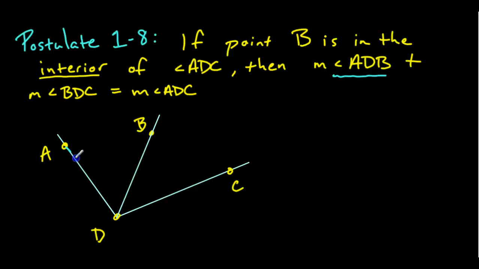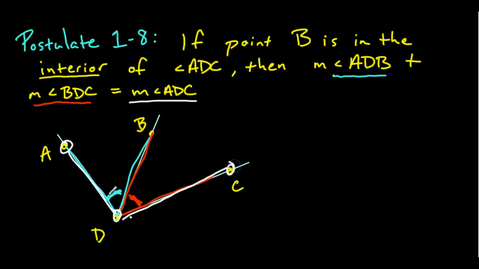I know that the measure of angle ADB, let's highlight that one, A down to D to B, so that angle that I just drew out right there, that measurement plus the measure of BDC, so B down to D and C. So we've got the blue angle plus the red angle. That's going to equal the measure of angle ADC. So if I went from A to D to C, which is really just that big angle, which makes sense. The blue piece plus the red piece should equal the white one in there.